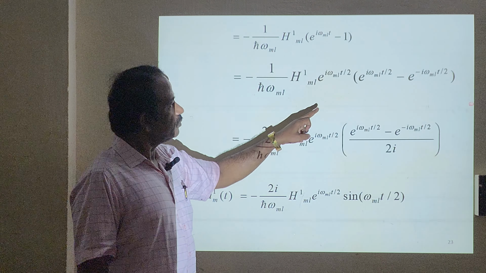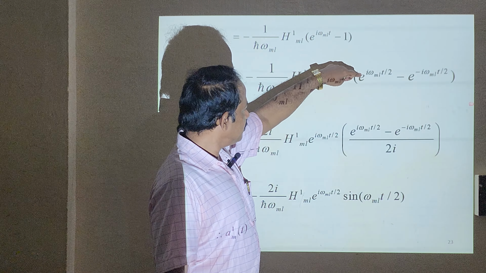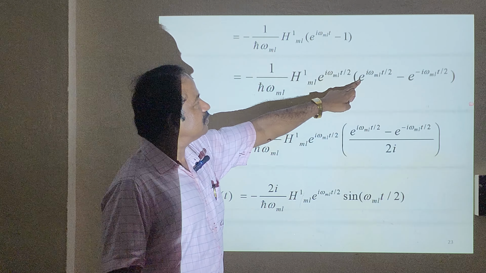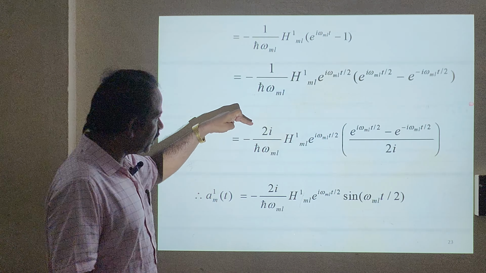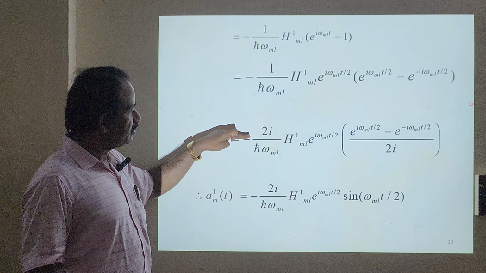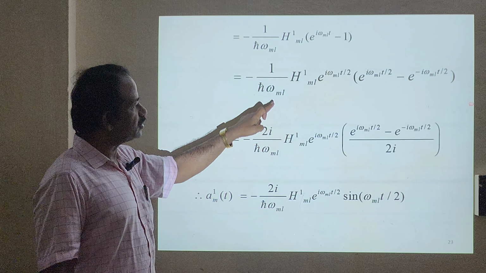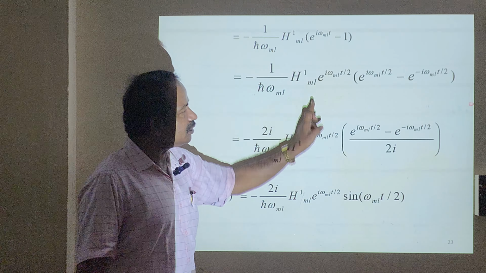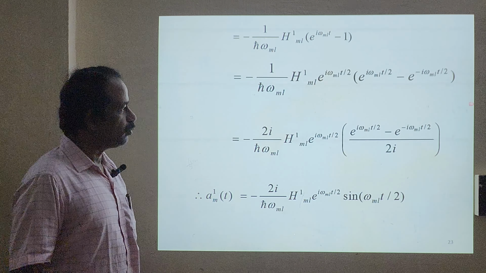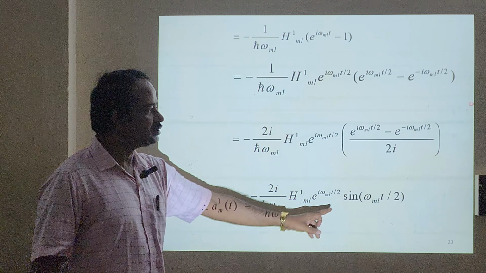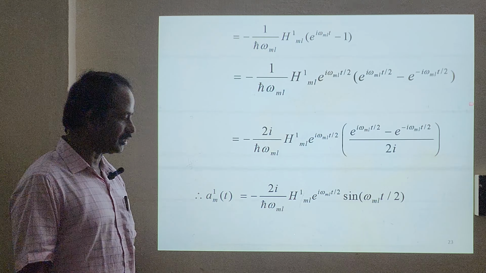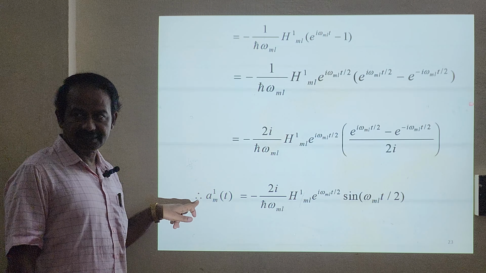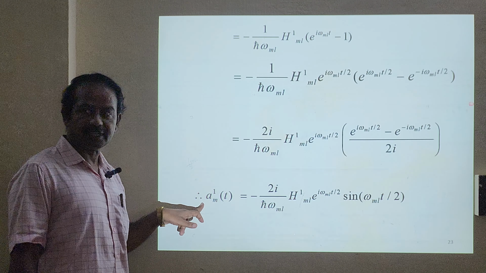Okay. Now multiply and divide by 2i, this expression alone. So 2i I have brought to the front, so minus 2i divided by h bar omega ml. The remaining terms let it be like this. What is this term? This is sine. So sine omega ml t by 2. The remaining term let it be like this. So we have the first order correction. So this is your first order correction.